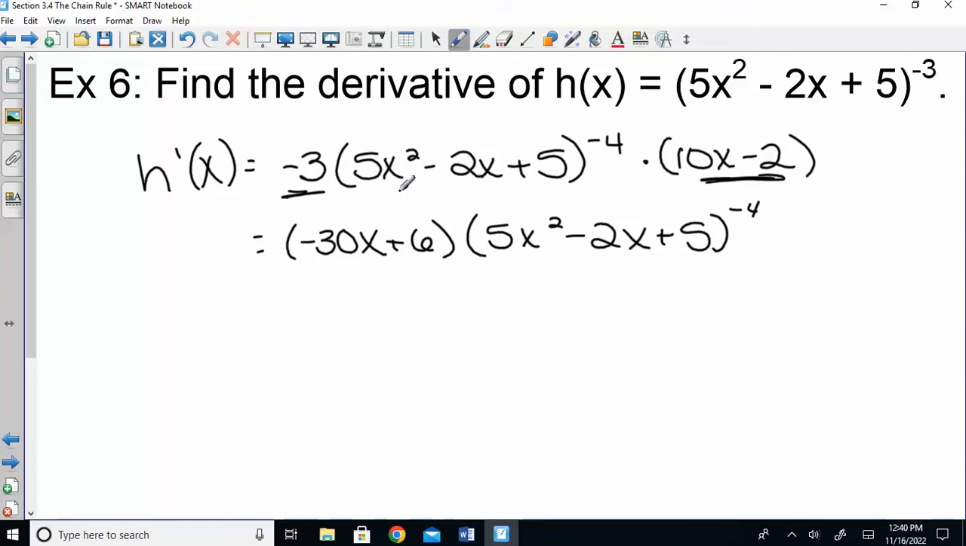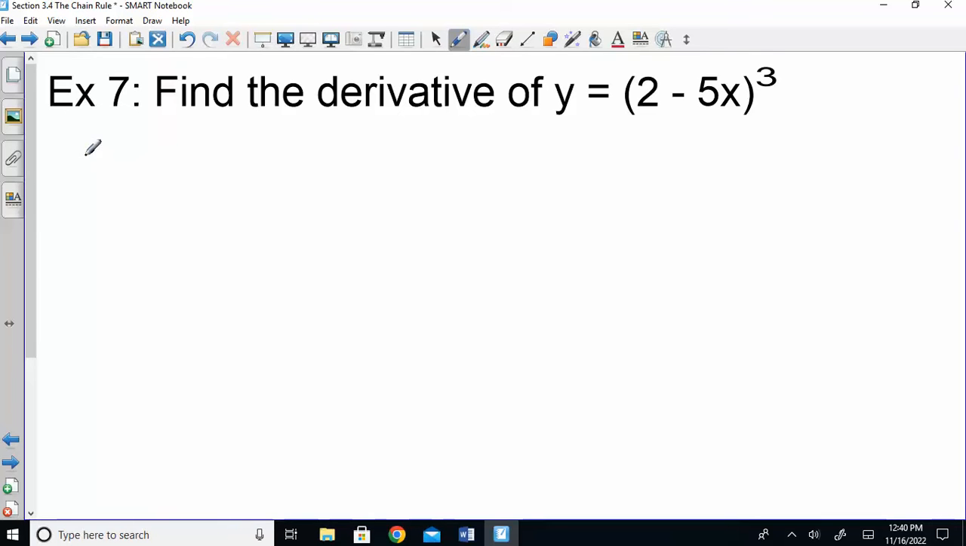Can I distribute the negative 4 through this parenthesis? No, because it has an exponent. Order of operations, you have to do exponents before you multiply. So the only reason I can multiply these two together is because there's no exponent out here. All right.